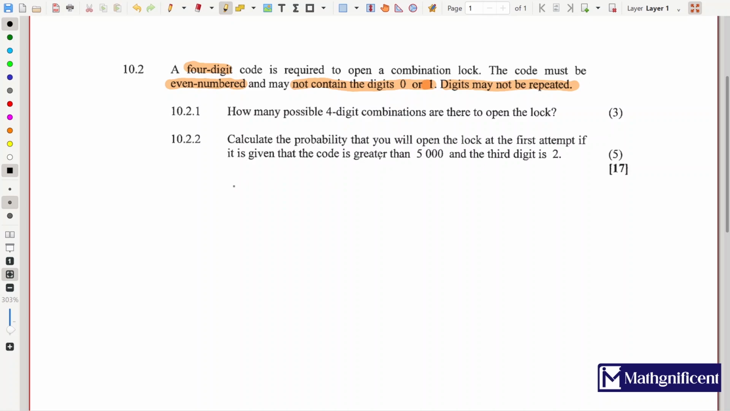So let's see. You know that the digits are from 0, 1, 2, 3, 4, 5, 6, 7, 8, and then we have 9 here. So meaning that we have 10 digits in total. But in this instance, they said that we can't use 0, we can't use 1. So meaning that in total we have how many digits? We have 8 digits in total.